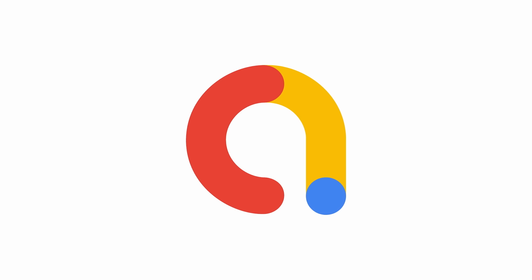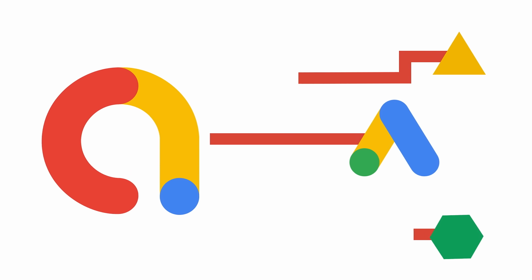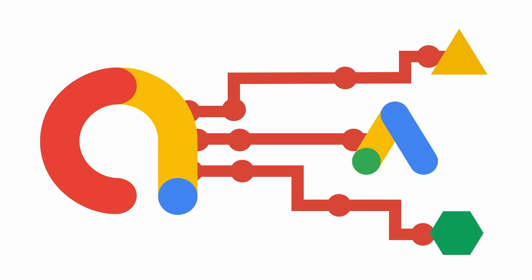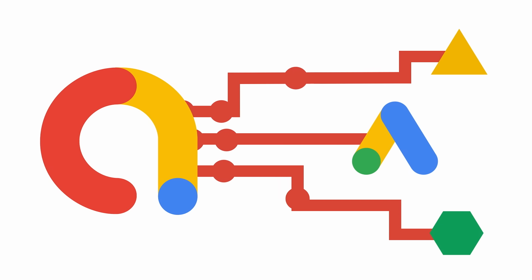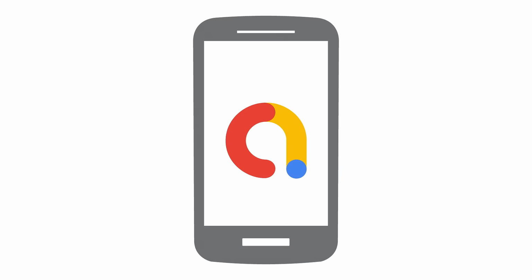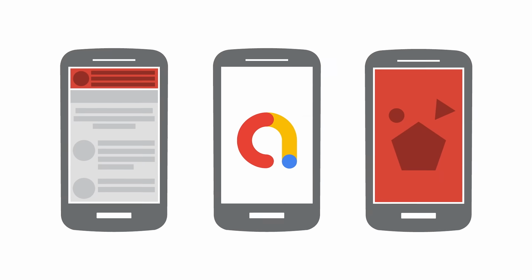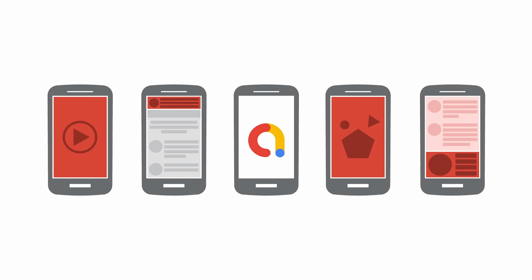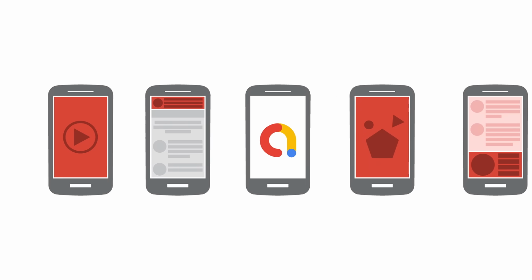AdMob is powered by ads directly from Google Ads and other third-party ad buyers on Google's Ad Exchange. This ensures you're always showing high-quality ads in your apps. We support many different ad formats, including banner, interstitial, rewarded video, and native. They serve all types of ad content, including playable ads and video ads.